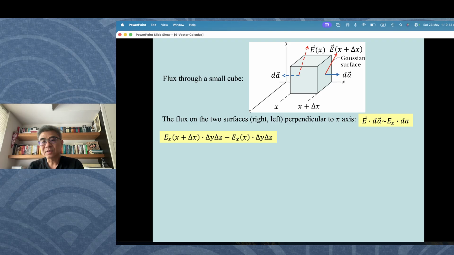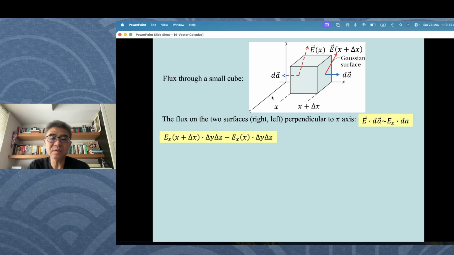Here is a small cube. For simplicity, I simply choose to put it in the space in this way. One of the edges is along the x direction, the other along the y direction, and the third one along the z direction.